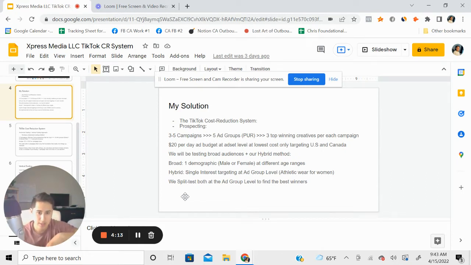At lowest cost, ideally at first we're targeting US and Canada, but we'll be testing broad audiences as well with our hybrid methods. So for broad, it's either one demographic, male or female, at different age ranges, or at the hybrid method, we're doing a single interest targeting at the ad group. Let's say we're doing athletic wear for women, then we do a split test at the ad group level to find the best winners.